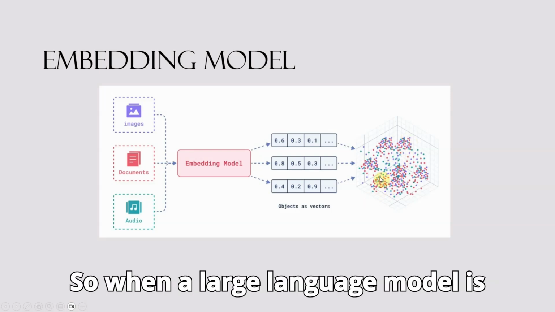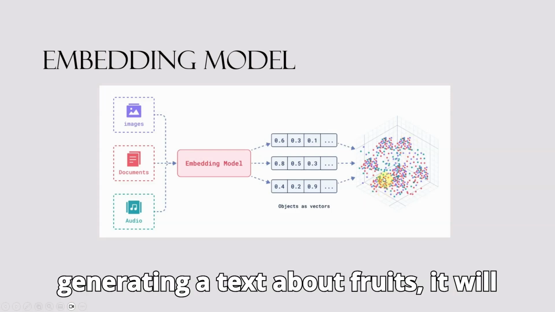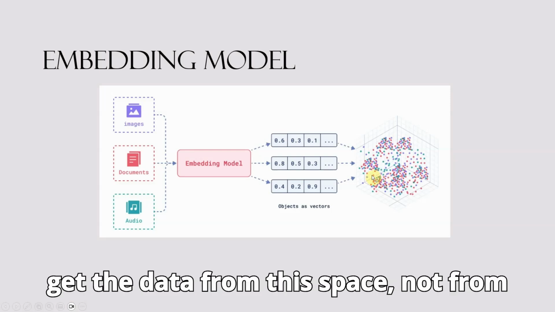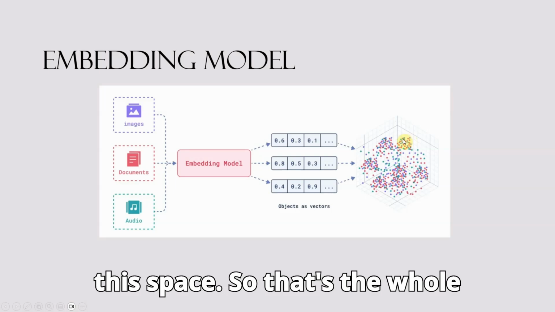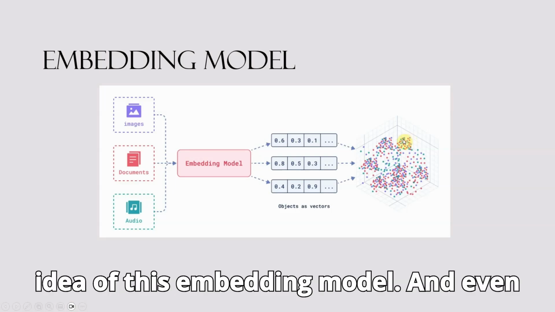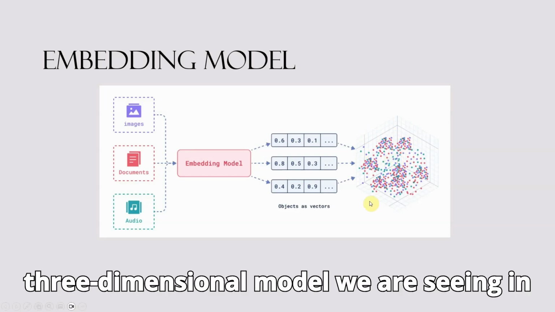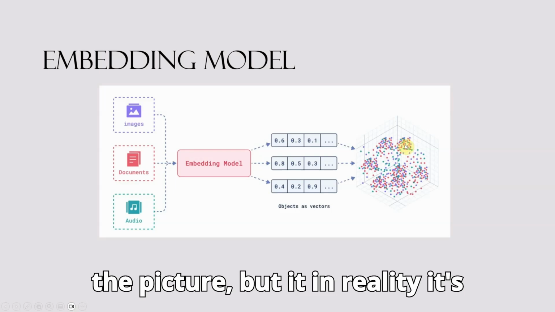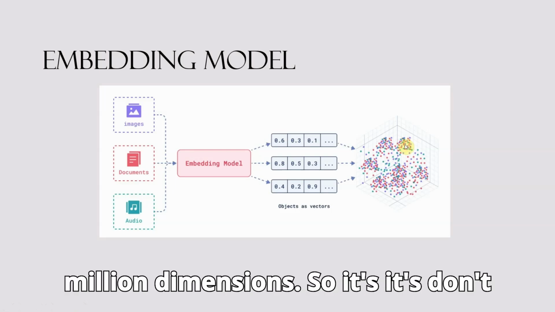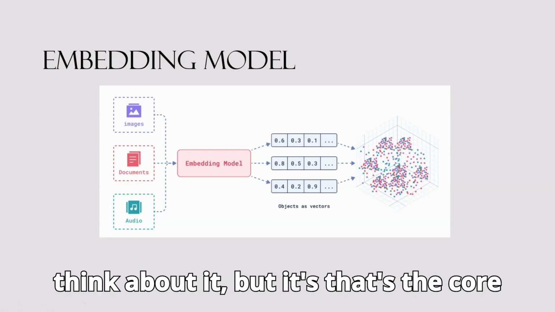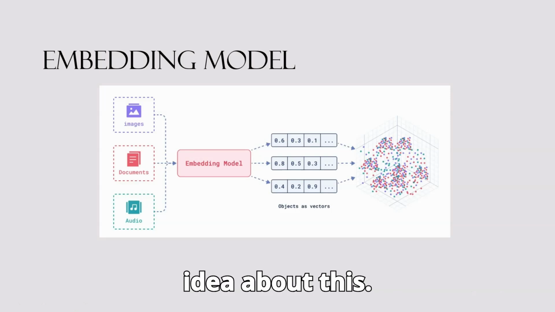So when a large language model is generating a text about fruits, it will get the data from this space, not from this space. So that's the whole idea of this embedding model. And even though this is a 3-dimensional model we are seeing in the picture, in reality it's millions of dimensions. Don't think about it, but that's the core idea.